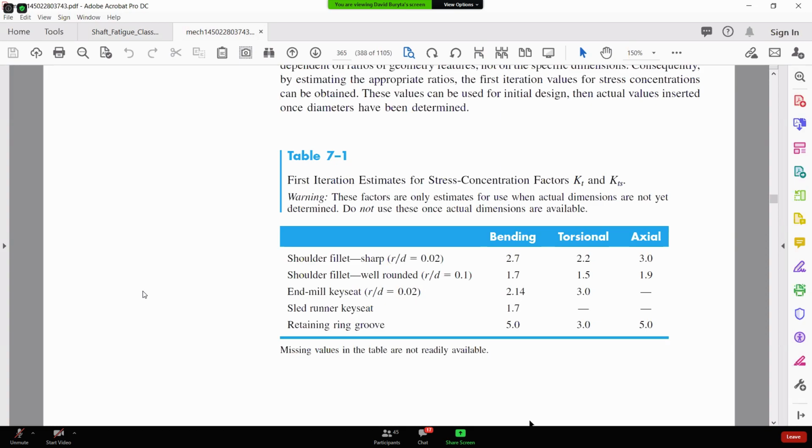So just to make sure I understand this right, you take that 1.7 and you need the Q value, because it's a Kt, not a Kf. Yeah, but we don't know.